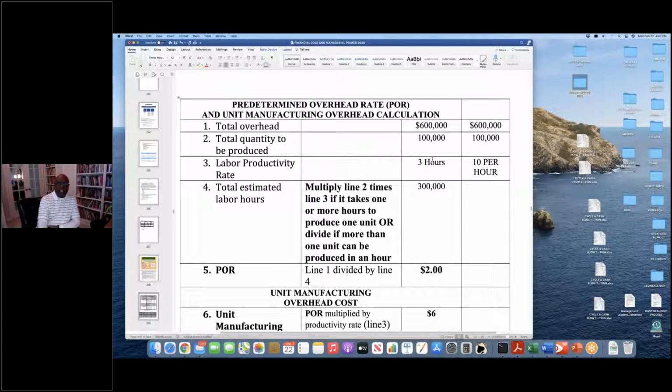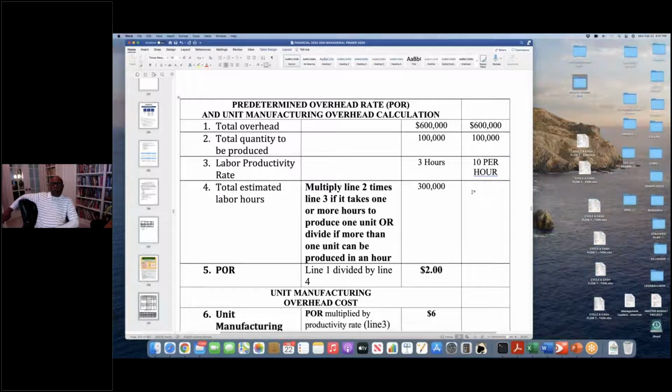So instead of it taking us 3 hours to make one, we can make 10 an hour. So how many hours are we going to need to make now? How many hours? Just 10,000. How many? 10,000 if you divide it. Okay. So it's going to be 10,000. That's correct.